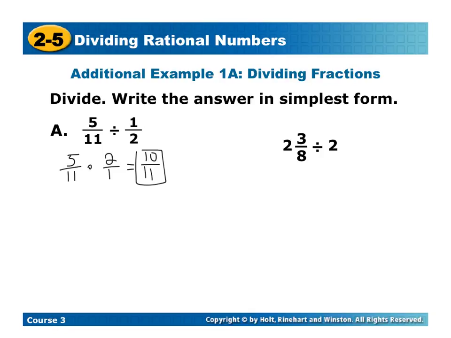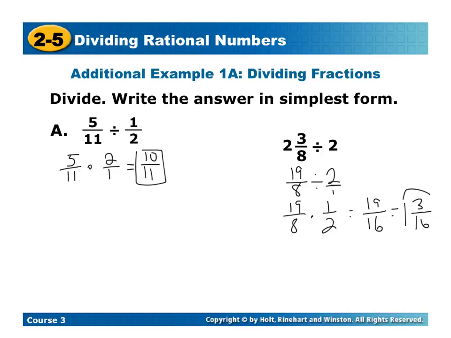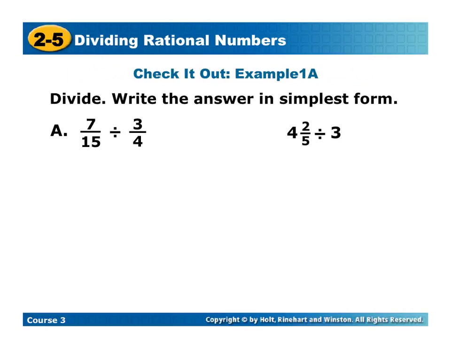If we do this with a mixed number, remember the first thing we have to do is change the mixed number into an improper fraction. 2 times 8 is 16, plus 3 is 19, so we have 19/8 divided by 2, which becomes 19/8 times, well, 2 is really 2/1, so it becomes 1/2. So this becomes 19/16, which would be 1 3/16 in simplest form. Now it's your turn. Why don't you take a look at both of these problems, pause the video, and try them out for yourself.